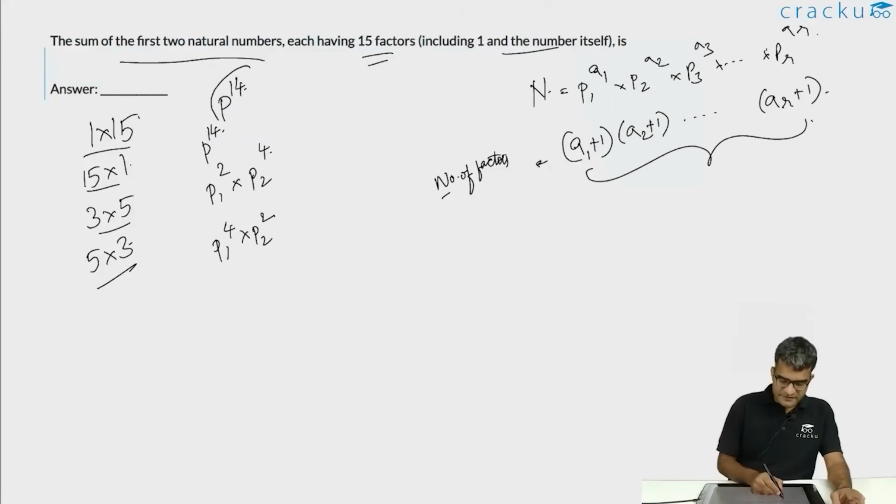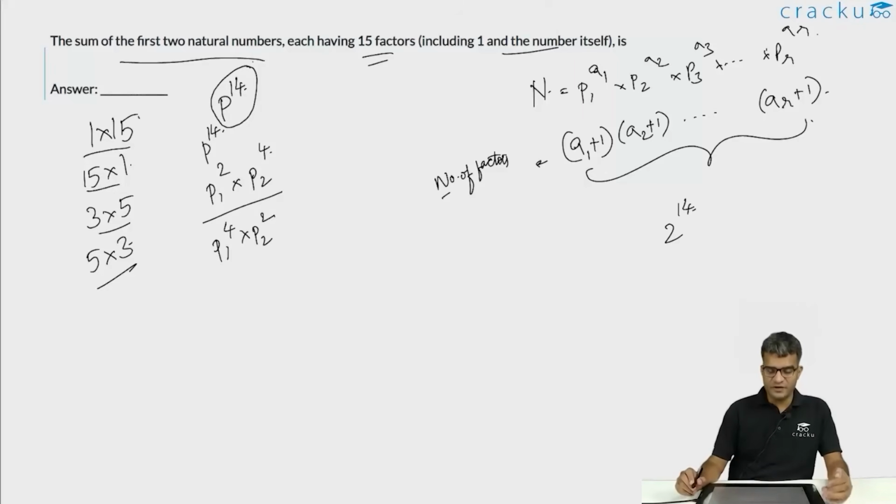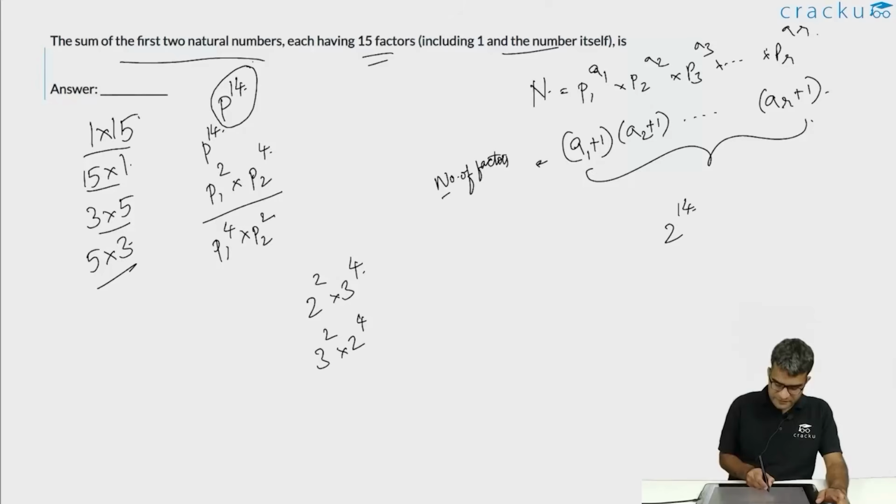The smallest number which is of the form p to the power 14 is 2 to the power 14. The smallest number which is of the form p1 square into p2 to the power 4 is 2 square into 3 to the power 4. We can also have it another way around: 3 square into 2 to the power 4. These are basically the numbers that we have to consider. 2 square into 3 to the power 4 is 4 into 81, which is 324. 3 square into 2 to the power 4 is 9 into 16, which is 144.